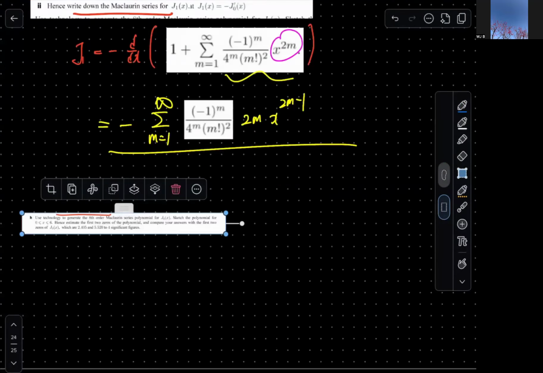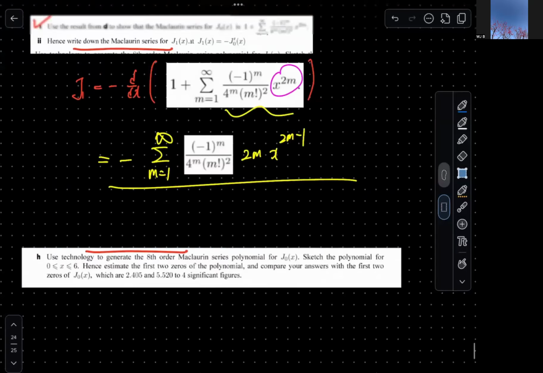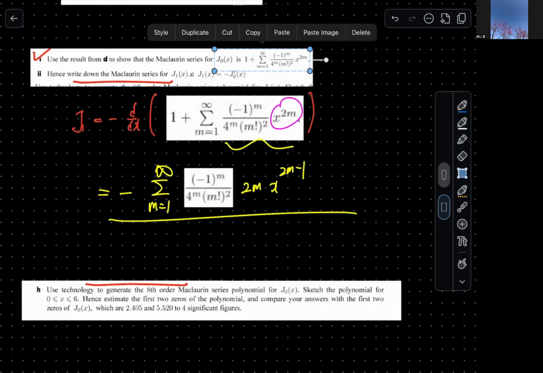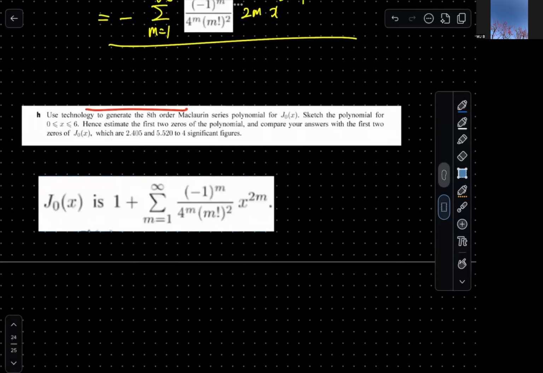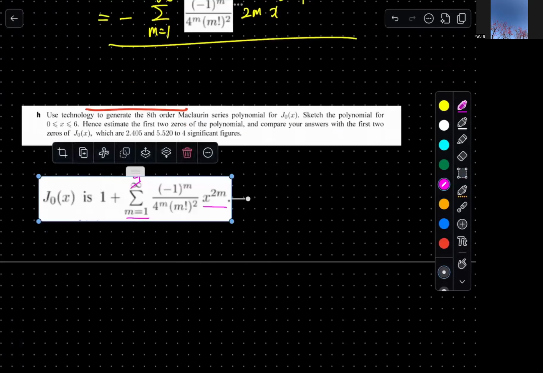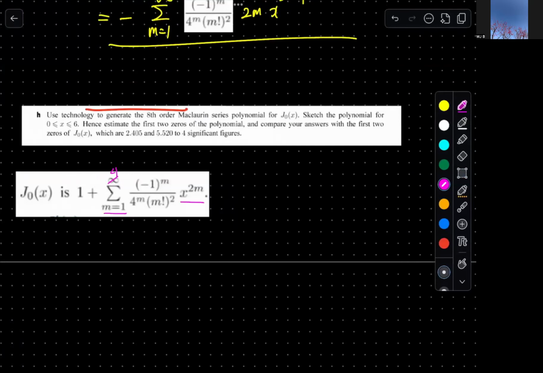So for the finale of the problem, we found the general solution of the J0. That's great, but they asked me to describe for the 8th order. That means to the power of 8. Here, m is not going to go to 8. It's going to just go up to 4 because we had x to the power of 2m, right? So if you put m equal to 4, you can get the degree 8 polynomial.